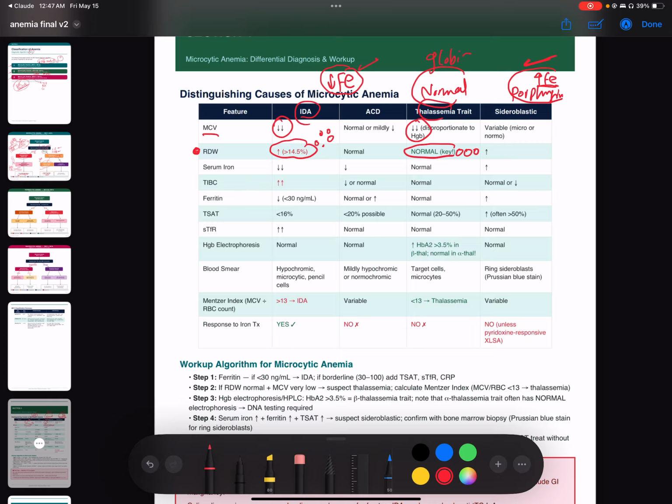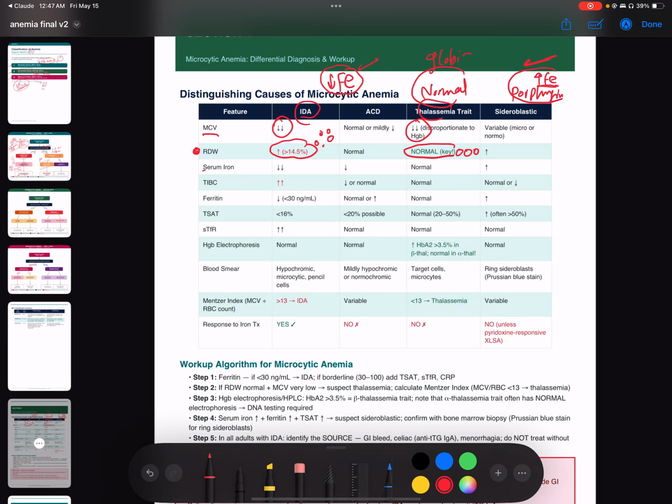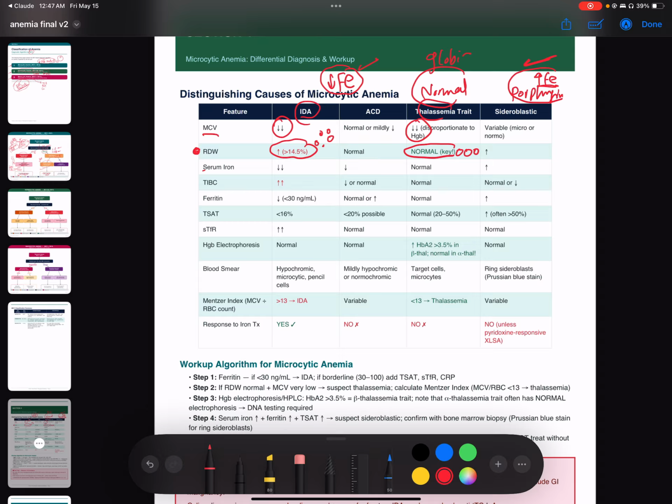Then again, as we talked, the serum iron in anemia of chronic disease and iron deficiency anemia is decreased, while in thalassemia it's normal, and in sideroblastic it's high. The TIBC sometimes is a good marker to differentiate between IDA and ACD, because TIBC can be significantly elevated in IDA but low or normal in ACD.